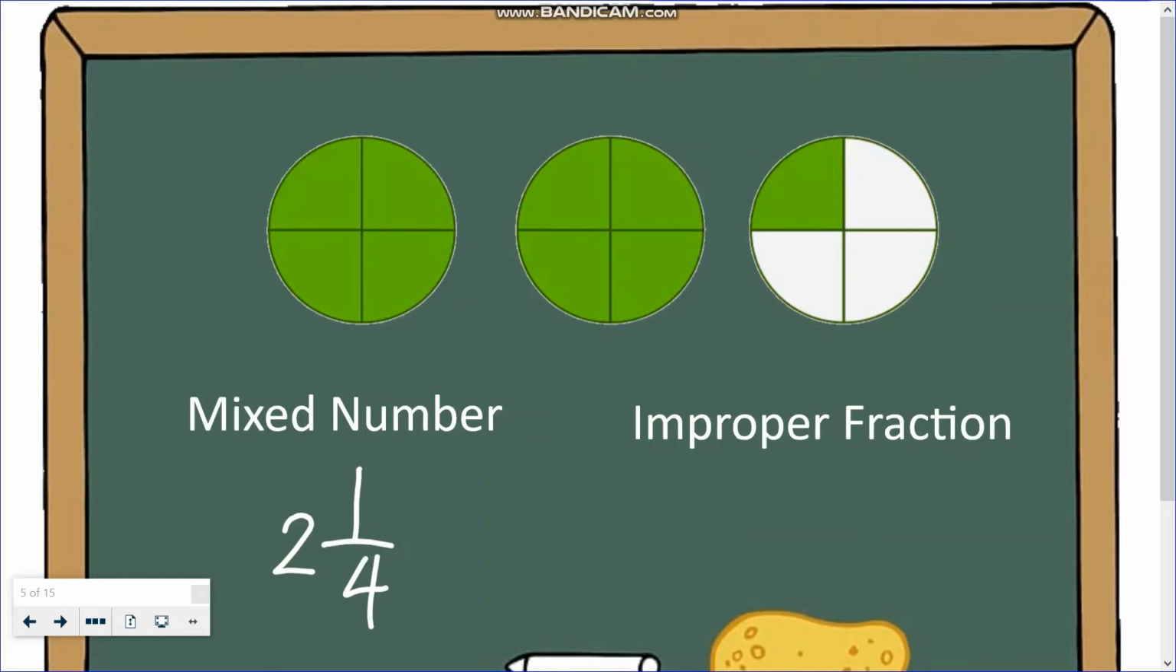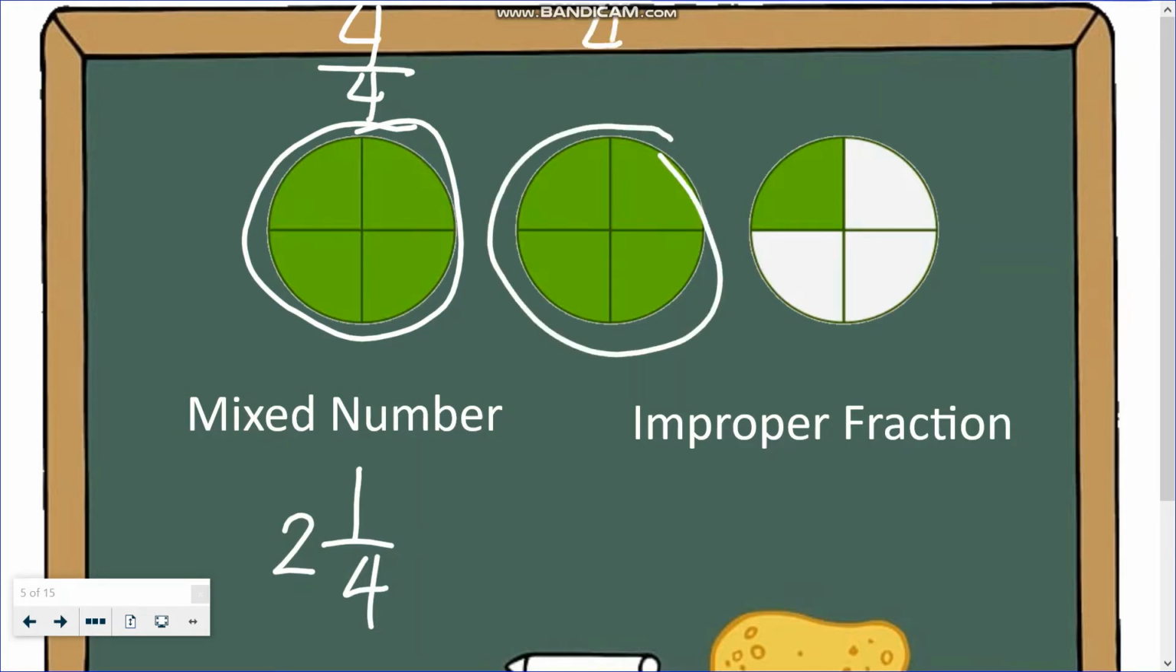Now let's relate this mixed number to an improper fraction. In order for us to change the mixed number into an improper fraction, we need to change the whole number parts into fraction parts. Let's start with this whole. This also represents 4/4. There are 4 colored parts out of 4 parts. The same with this one, it's 4/4. And this fraction is 1/4.